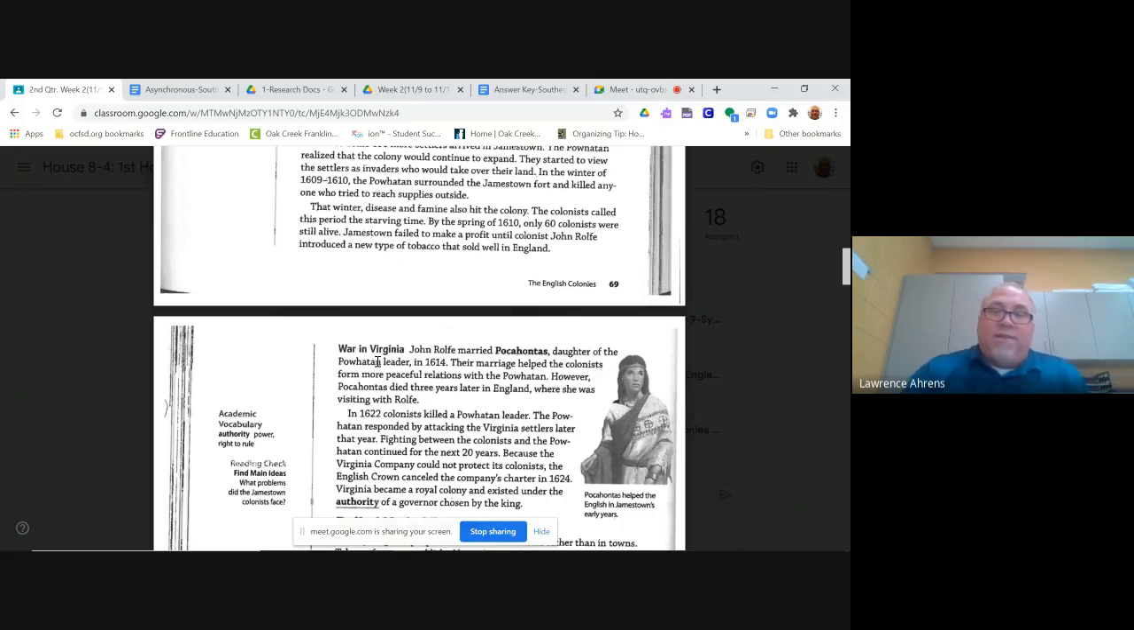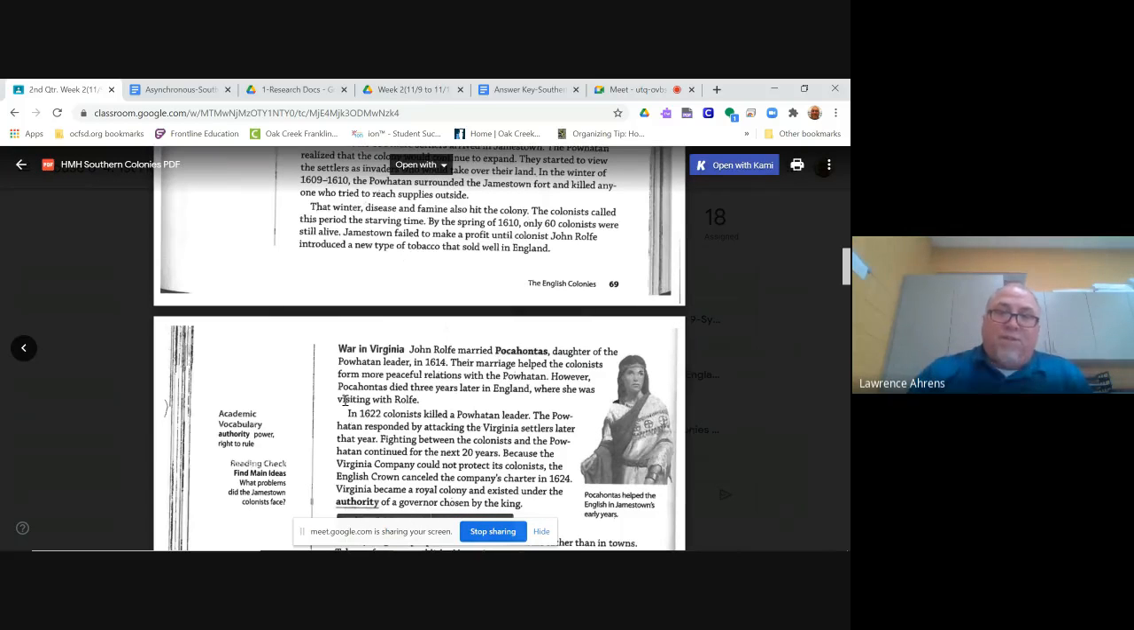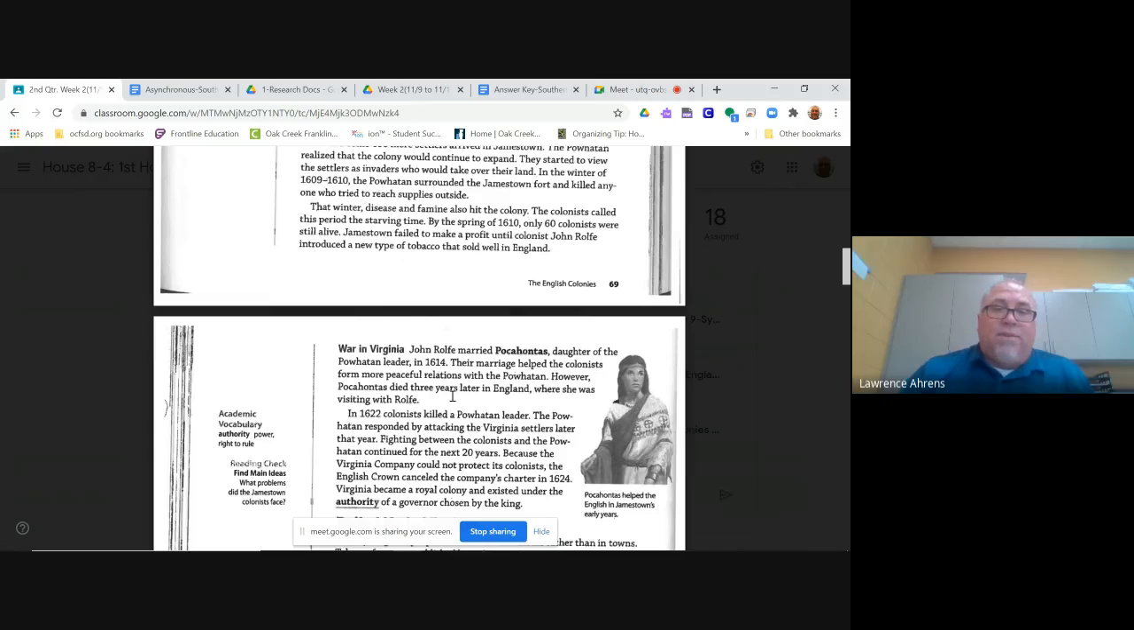John Rolfe, the same guy that did this tobacco thing, married Pocahontas. Now, you may have seen the Disney movie Pocahontas before, and in that movie, John Smith marries Pocahontas, but that is inaccurate and incorrect. In fact, I believe Disney redid Pocahontas because there were quite a few inaccuracies, and they made a Pocahontas 2, and there they show John Rolfe, I believe, marrying Pocahontas. Anyway, John Rolfe marries Pocahontas, who happened to be the daughter of the Powhatan leader, in 1614. Their marriage helped the colonists form more peaceful relations with the Powhatan. However, Pocahontas died 3 years later in England, where she was visiting with Rolfe.